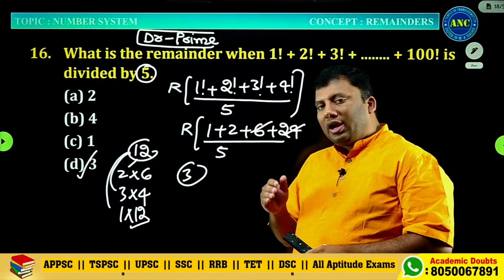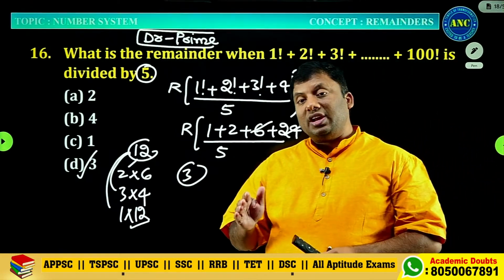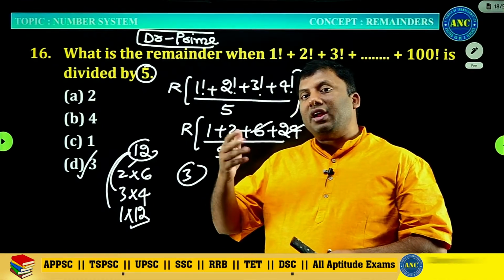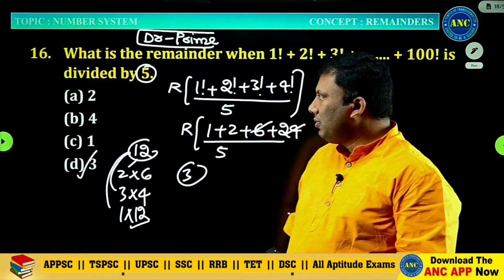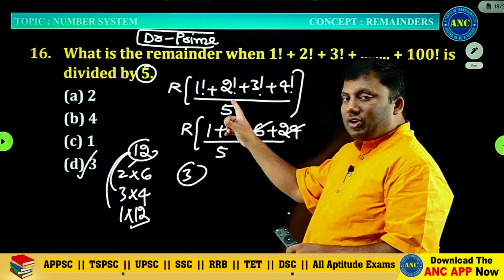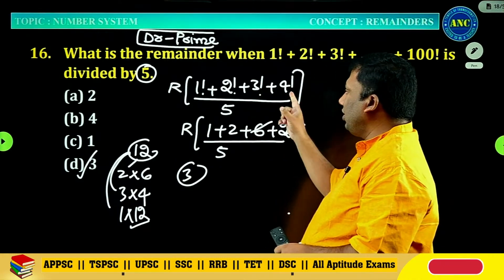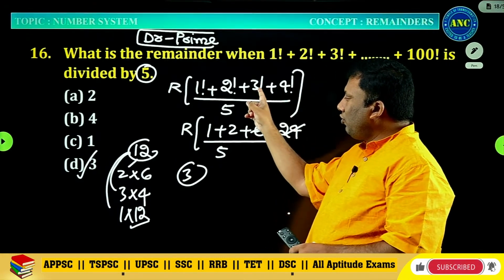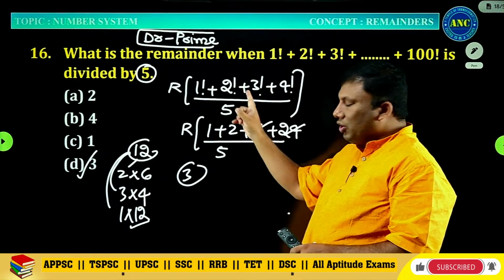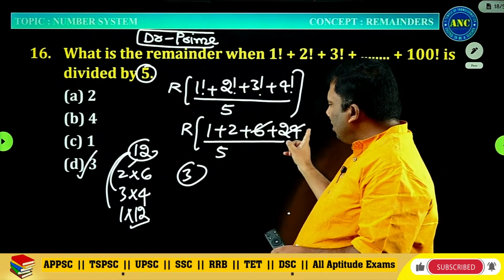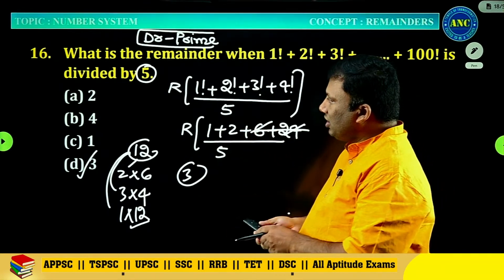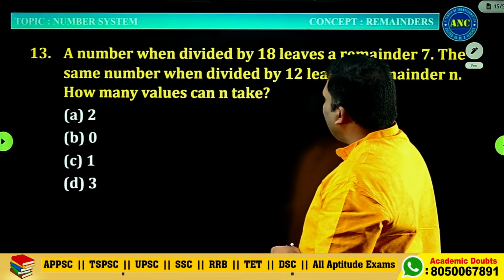1 factorial plus 2 factorial plus 3 factorial plus 4 factorial. After 4, all the numbers are divisible by 5. So 1 factorial plus 2 factorial plus 3 factorial plus 4 factorial: 4 factorial is 24, 3 factorial is 6, 2 factorial is 2 and 1 factorial is 1. These are divisible by 5. Answer is 3.